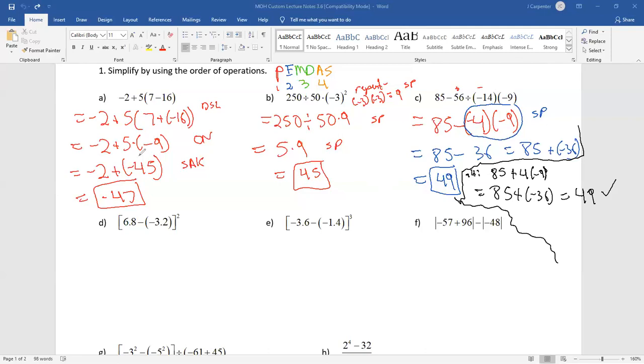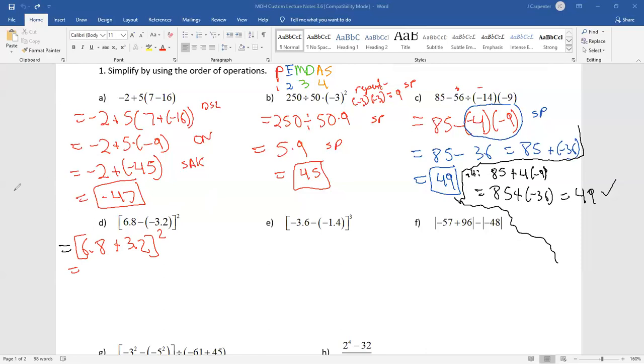All right, D. We got 6.8 minus negative 3.2 in a bracket and then squared. Well, there's definitely a parentheses, but it's a bracket. So the bracket is counting as a parentheses. So we need to focus our attention inside of the bracket first. So we're just focusing on the 6.8 minus negative 3.2. Go back to red. All right, well, minus a negative, that's 6.8 plus 3.2. Let's leave the bracket. Let's leave the exponent.